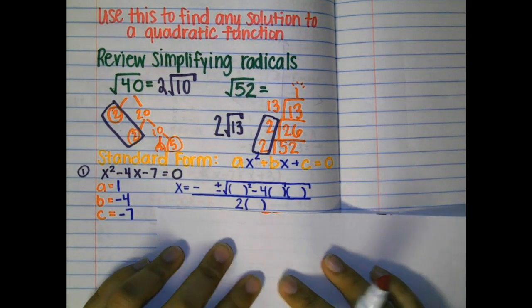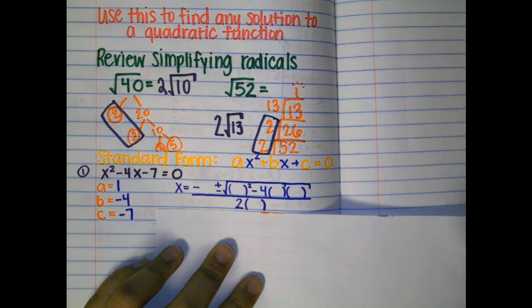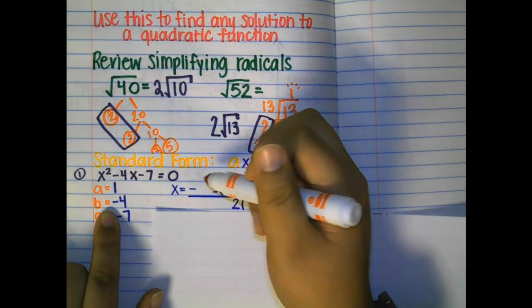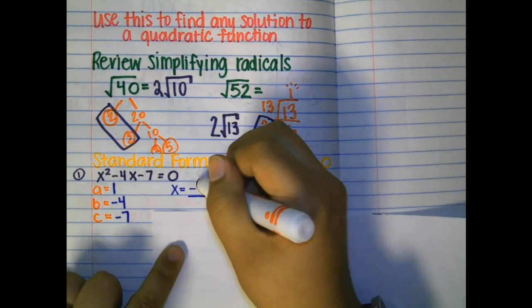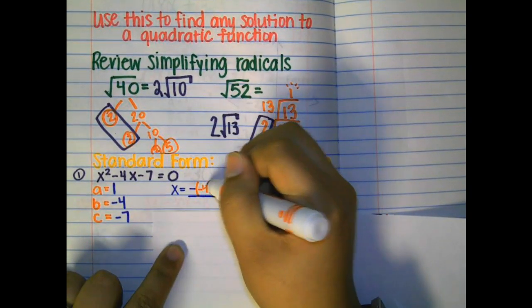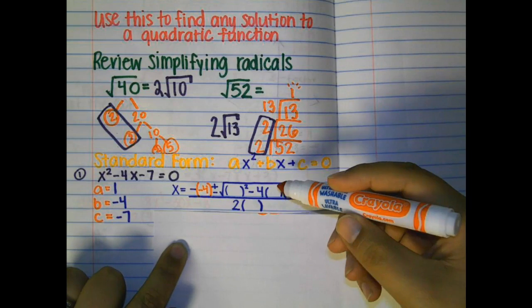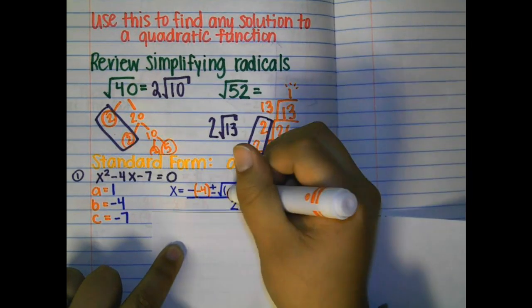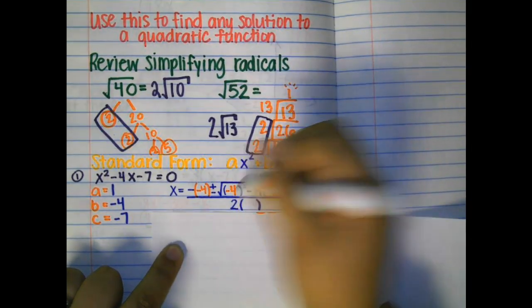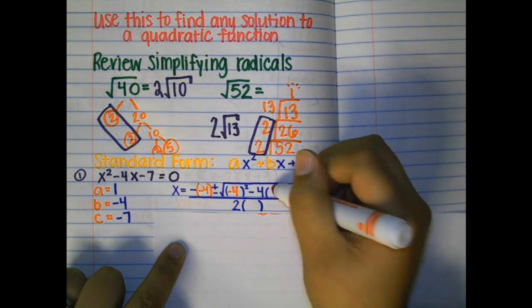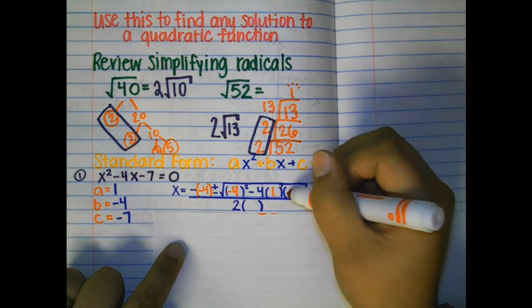So I know x equals -b. In this case, b is -4. So x equals the negative of -4 plus or minus the square root of b squared. B is -4, so I'm going to plug in another -4, minus 4 times a times c. A is 1, c is -7.